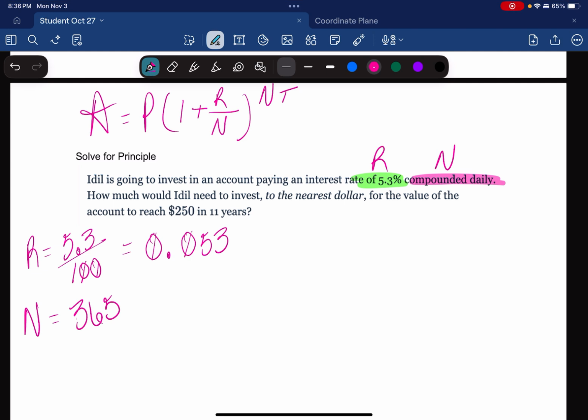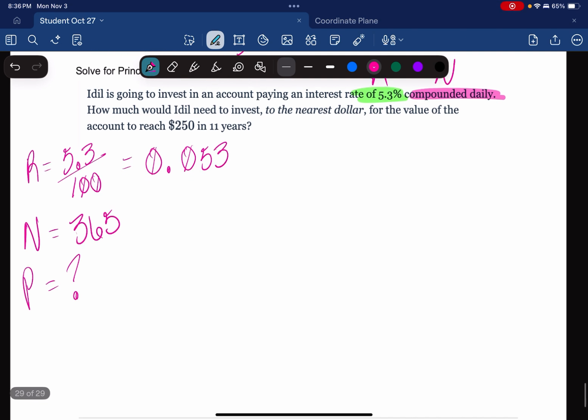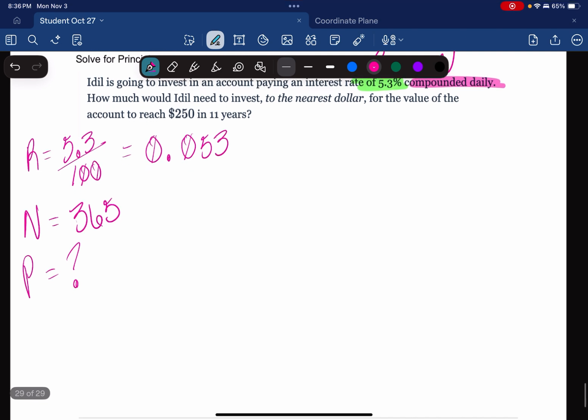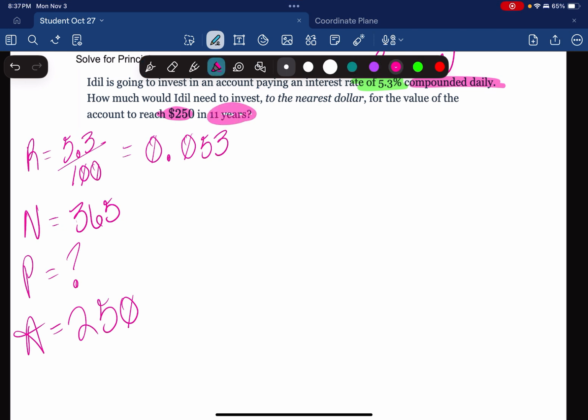How much will she need to invest? So we're looking for my P. I want to know how much should be my starting amount for the value of the account to be A, $250 in 11 years. So T is 11.